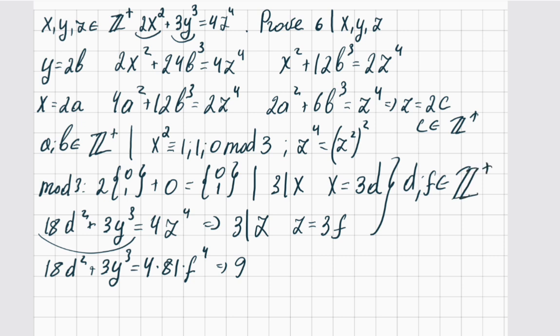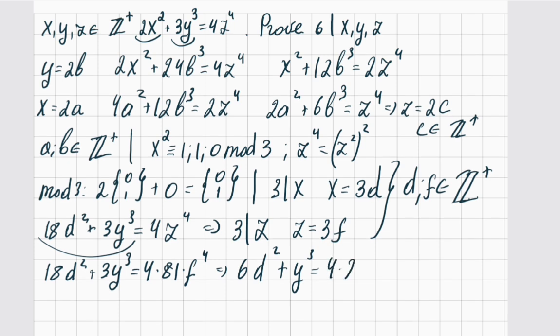So we will get 6 times d squared plus y cubed is equal to 4 times 27 times f to the power 4. Here we see that the right part is divisible by 3 because of 27, and that is why y cubed, so y itself, should be divisible by 3.